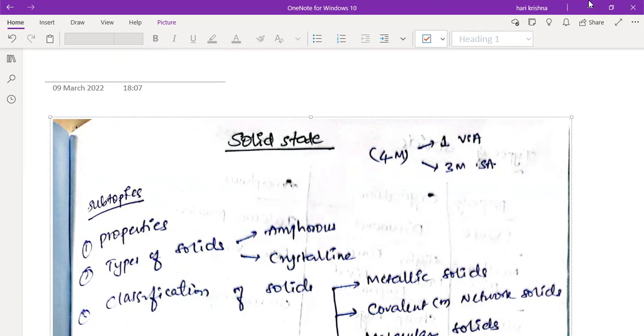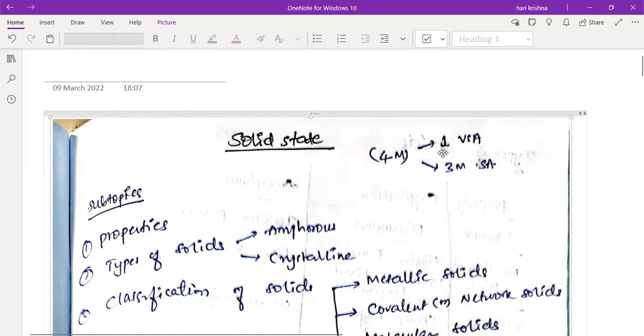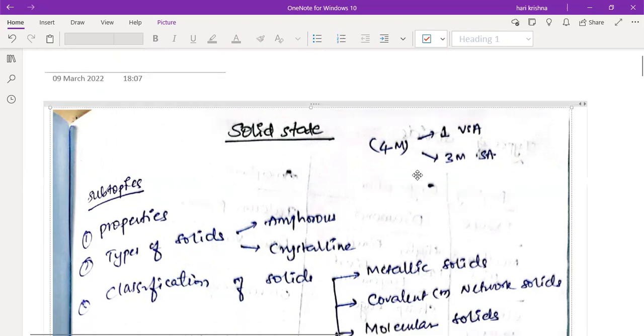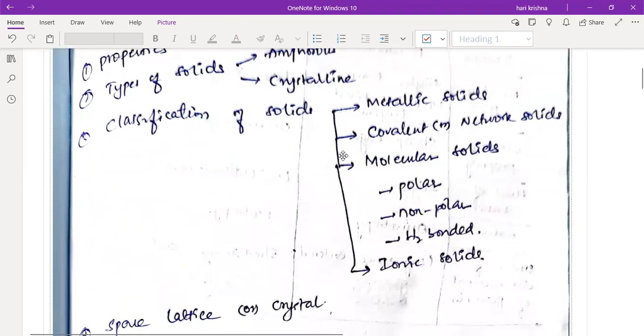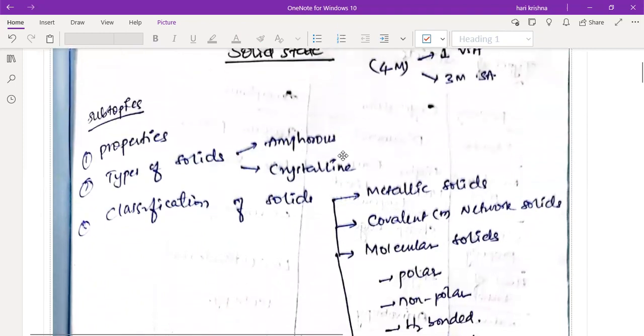If it's the MCQ pattern, you'll get at least 2 or 3 questions from the solid state, based upon the syllabus. Even for the competitive exam, you'll get a minimum of 3 questions for the solid state. If it's a board exam, you'll get more questions. And these are the subheadings for this topic: properties of solids, types of solids, amorphous, crystalline, classification of solids, metallic solids, network solids, molecular solids.